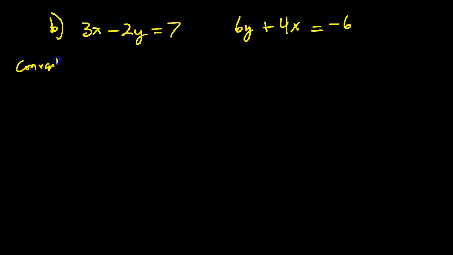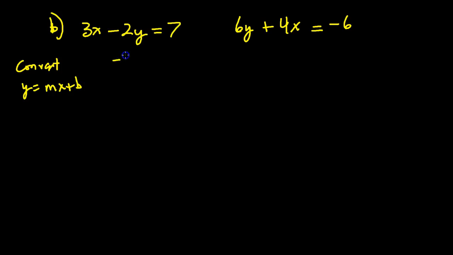All right, part B of this example 2 is similar. Again, the book gives us two lines. 3x minus 2y equals 7, and 6y plus 4x equals minus 6. Both of these lines are in standard form. I'm going to convert to y equals mx plus b so I can grab the slopes, right?